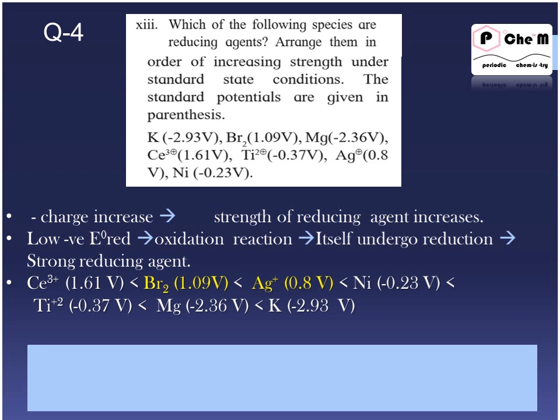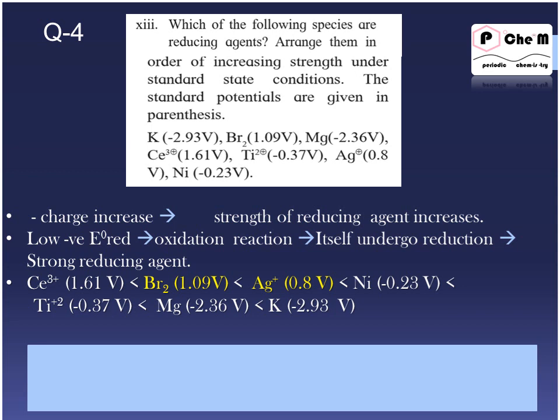In the case of Ag plus, it has only one oxidation state, that is plus 1. Therefore, this Ag plus cannot undergo further oxidation and hence Ag plus is also an oxidizing agent. Nickel and magnesium are metals and they have a tendency to lose electrons and acquire positive charge. Therefore, they can undergo an oxidation reaction and hence they are reducing agents. K also has a plus 1 oxidation state, so it can lose one electron and form K plus, and hence it is also a reducing agent.